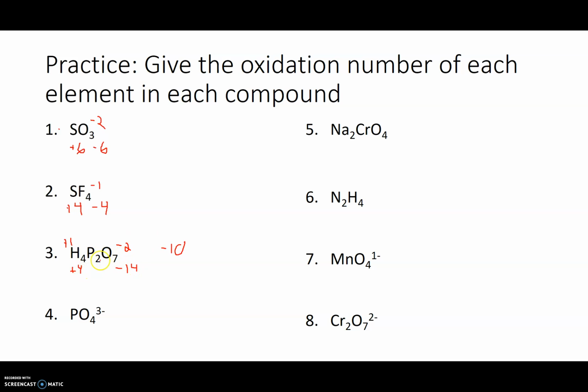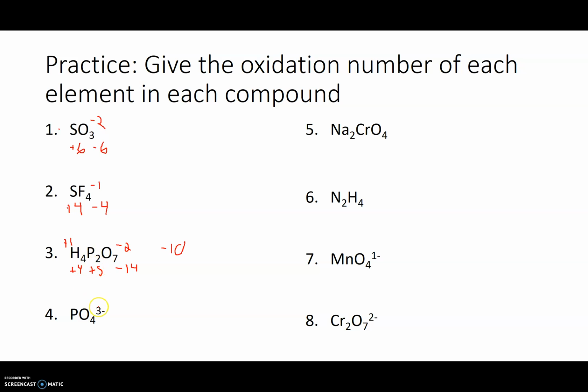Now we have to figure out what phosphorus is. We have 2 of them, and we need to cancel out the negative 10. So in order for that total charge to be 0, the charge on phosphorus has to be plus 5. Because 5 times 2 is 10, and then 10 plus negative 10 is 0. So phosphorus's oxidation state here is plus 5.